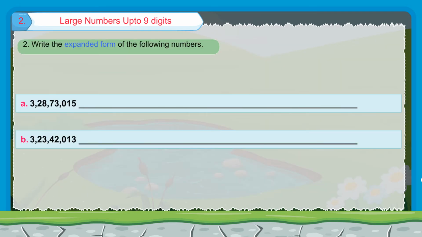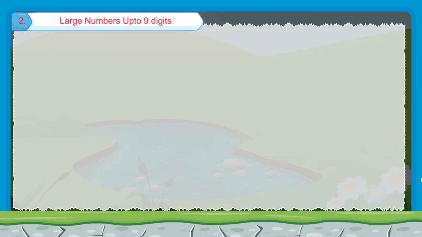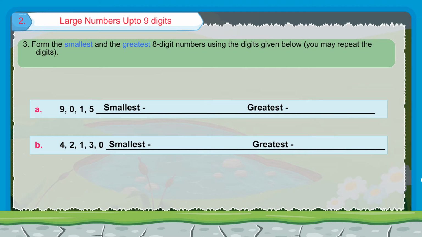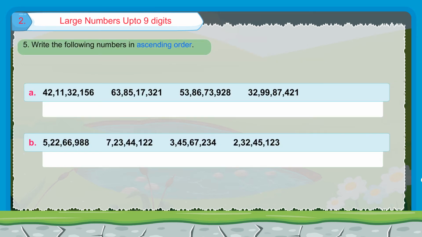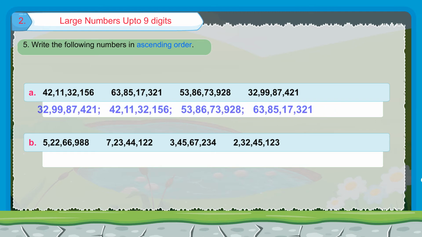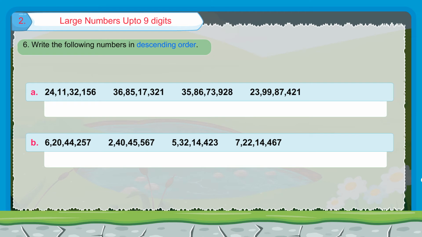2. Write the expanded form of the following numbers. 3. Form the smallest and the greatest 8-digit numbers, using the digits given below, you may repeat the digits. 4. Compare the following numbers by using the sign greater than, smaller than, or equal to. 5. Write the following numbers in ascending order. 6. Write the following numbers in descending order.